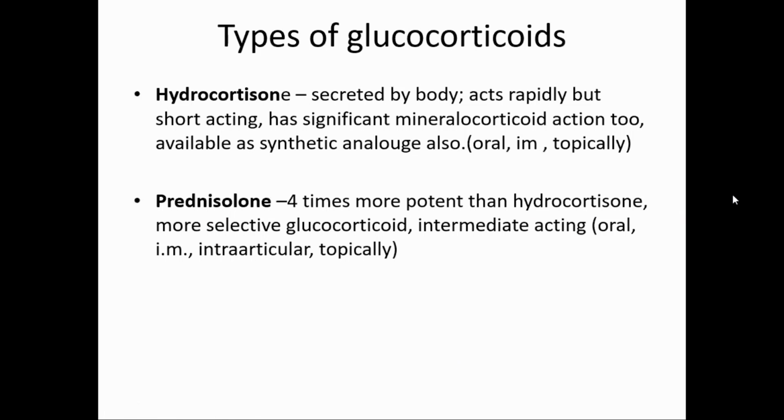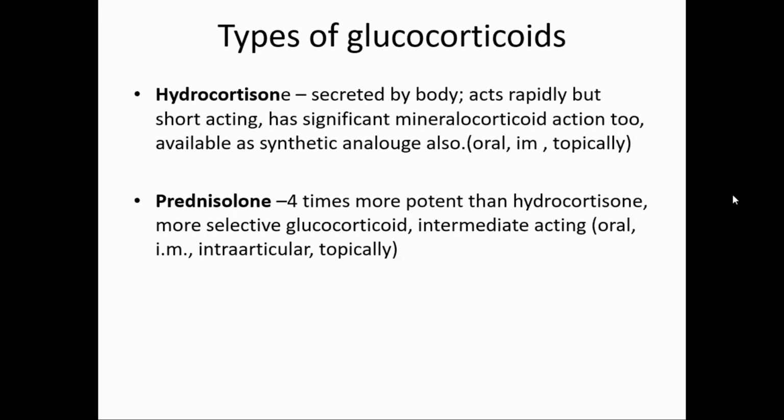So what are the different types of glucocorticoids? So hydrocortisone. Hydrocortisone is the endogenous glucocorticoid, secreted from the body, whereas the synthetic analog of this endogenous glucocorticoid is also available. So synthetic hydrocortisone is also available, and it is secreted by the body as endogenous glucocorticoid, and it acts rapidly. So it is the glucocorticoid which has the most rapid onset of action, and it is short acting.